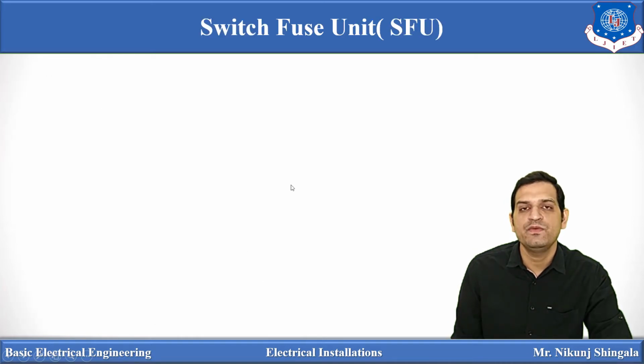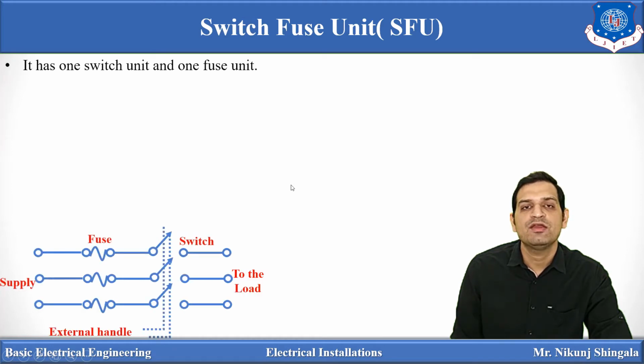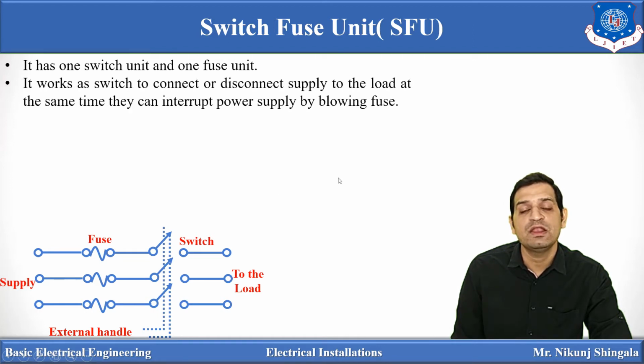The next one is a switch fuse unit. As the name suggests, it consists of one switch unit and one fuse unit. Here you can see a switch fuse unit which is basically designed for three-phase supply. This is the three-phase supply and this is the load. The fuse is connected in series with the switch, so it can work as a switch as well. It is used to disconnect the supply to the load, and it can interrupt the supply by blowing the fuse. So it can work as an on-off switch as well as protect the appliances.